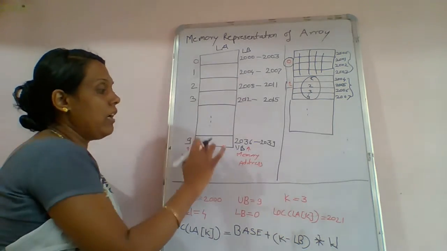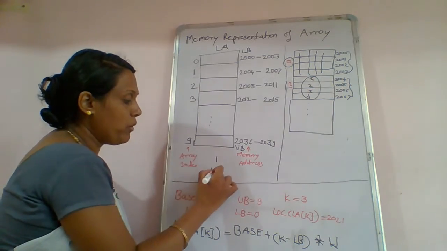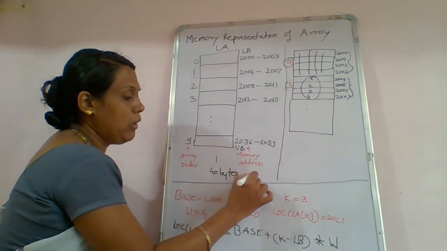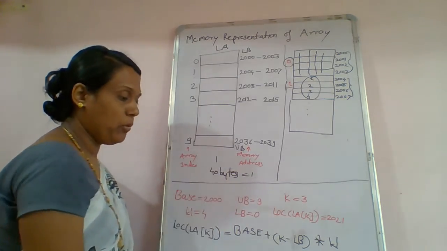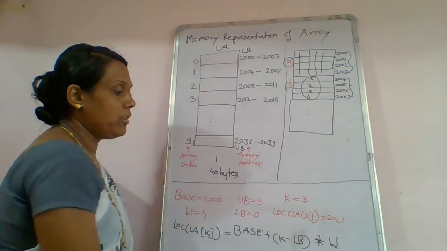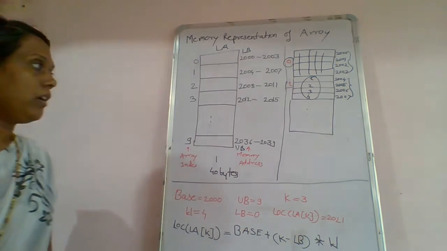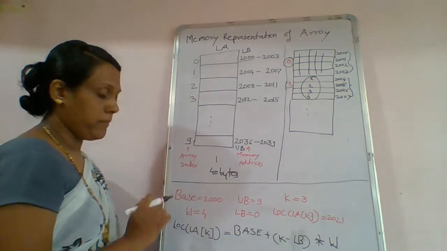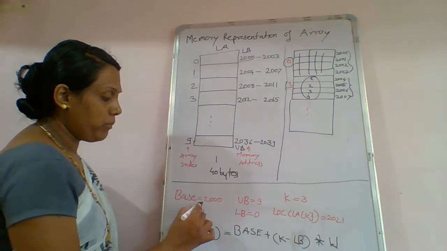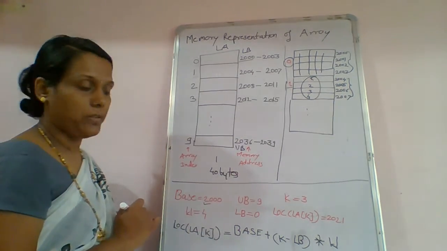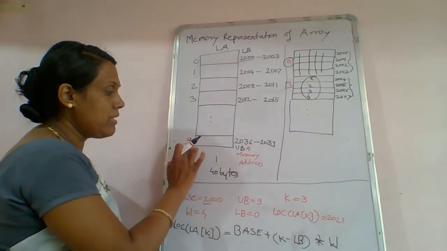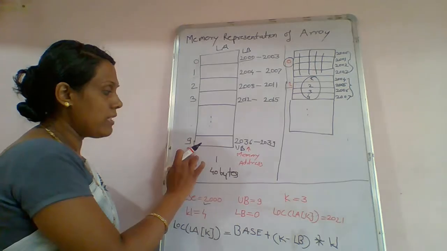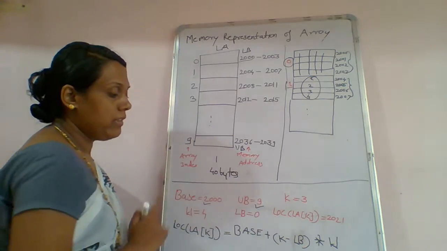Here our total array is of 40 bytes, as 10 locations are there, with 4 bytes for one location. Now, this is a lower bound or it is a base. So we have written the base of the array is equal to 2000. Upper bound is the last or end location of the array. It is called the upper bound. 9 is the upper bound.